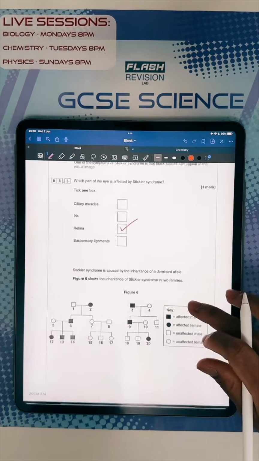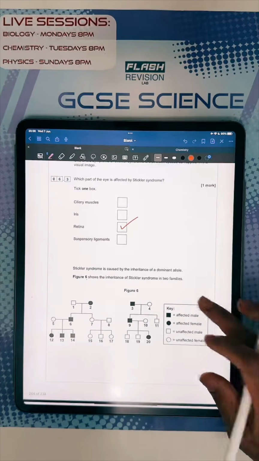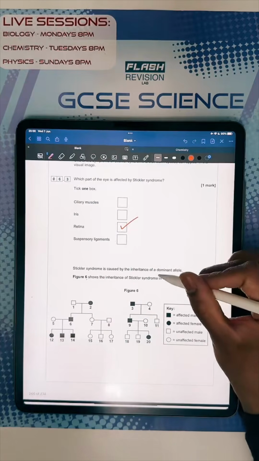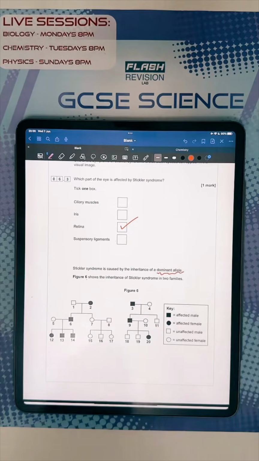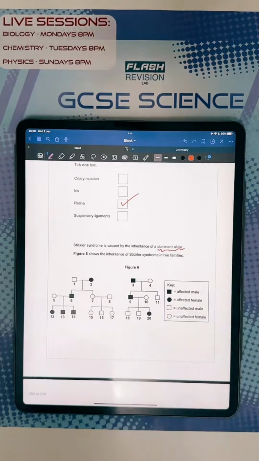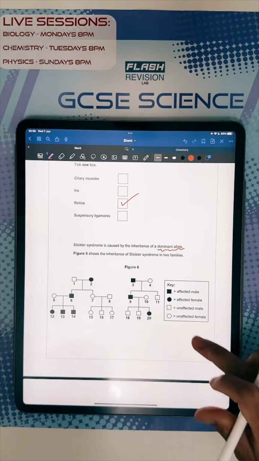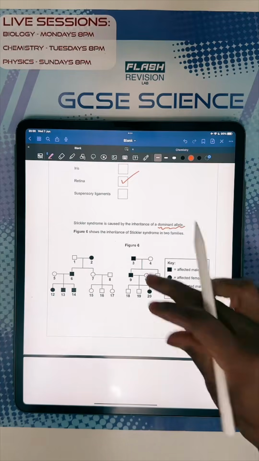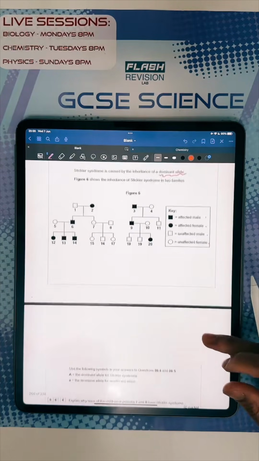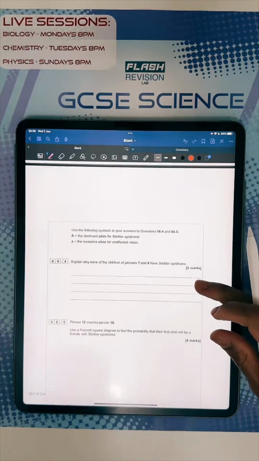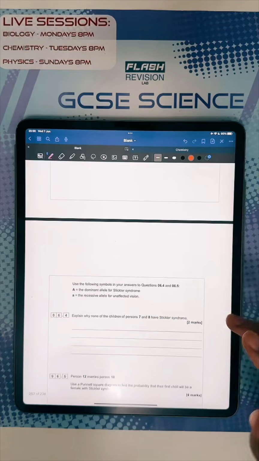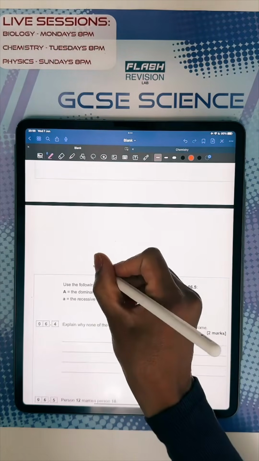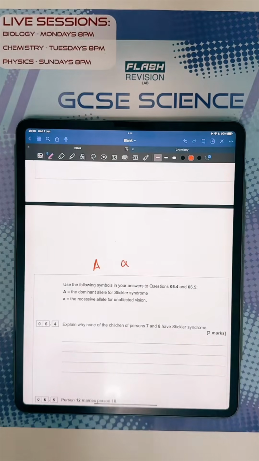Okay, next one. This is relevant to everyone. So we've got this syndrome, and it's caused by a dominant allele. Figure 6 shows the inheritance of Stickler syndrome in 2 families. So we've got a family tree diagram here. And we've got a key here. Affected is the shaded ones, and unaffected are the unshaded ones. So use the following symbols in your answer. For the dominant allele, we're going to use a capital A, and recessive is small a.